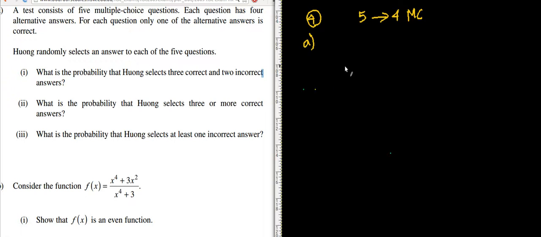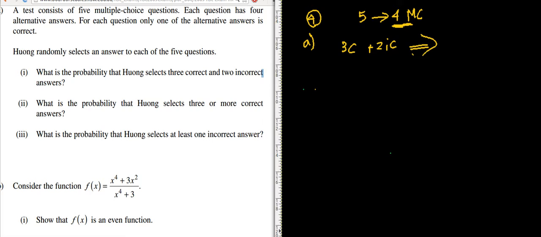Okay, so we're continuing on from question 4. Question 4 part A is a probability question, right? So there's this guy called Huang, and he has to answer 5 multiple choice questions. Each question has 4 answers, and he's going to choose all of them randomly. Part A is asking what is the probability that Huang selects 3 correct answers and 2 incorrect, right? So what's the probability of this?